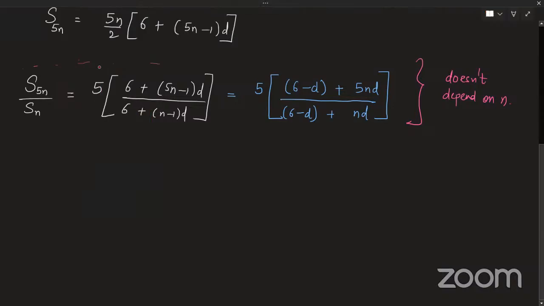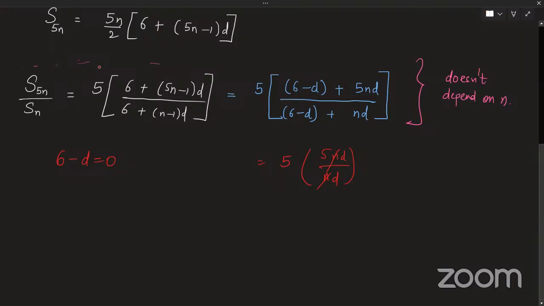See, this expression is not dependent on n. So basically what is happening is n is getting cancelled out from the numerator and denominator. When can I cancel out my n from the numerator and denominator? It is only possible when my 6 minus d term is 0. If my 6 minus d term is 0, this thing will become 5 and d by nd, so then only my n and n can get cancelled.